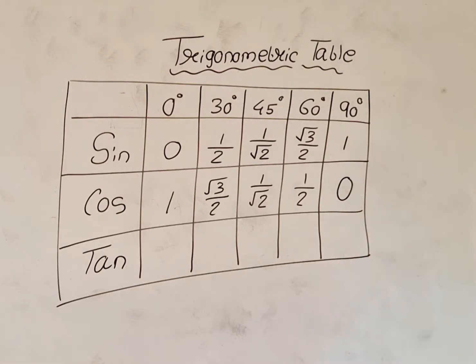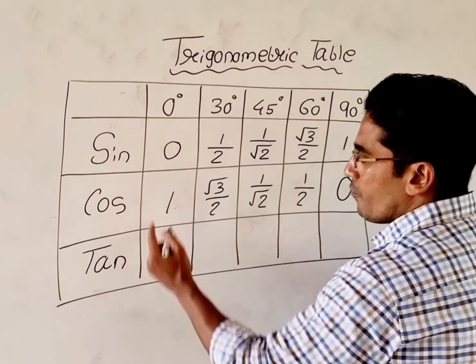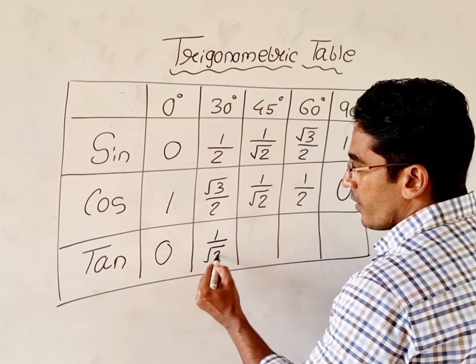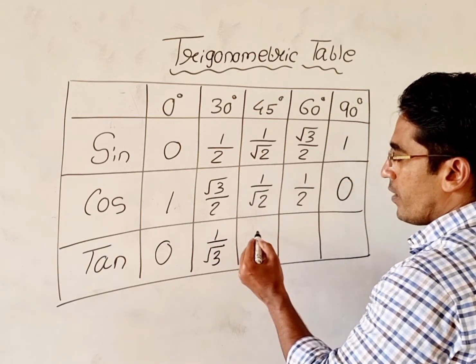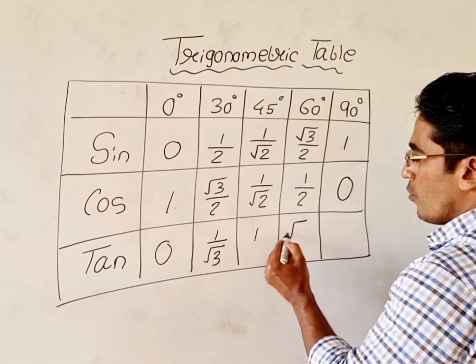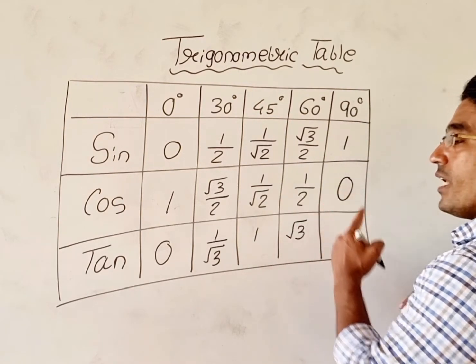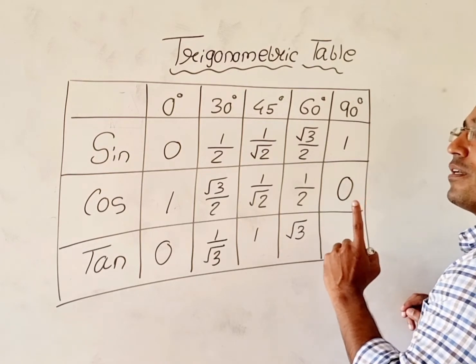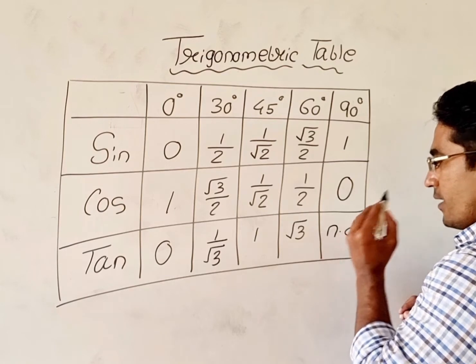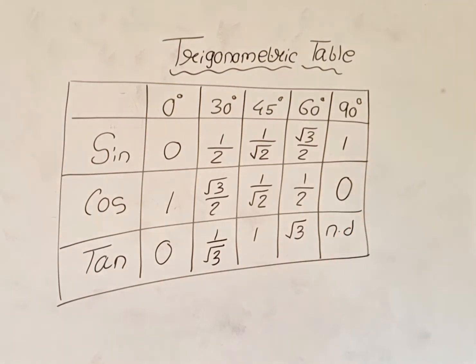Now tan. What formula have we seen for tan? Tan is equal to sin upon cos. So divide it. 0 upon 1. 2 cancel, 1 upon root 3. Same numbers, 1 upon root 2, 1 upon root 2. When we divide it, we will get 1. 2 cancel, root 3 upon 1 is root 3. 1 upon 0. We never have 0 in the denominator, so the answer is not defined. So we have seen the trigonometric table.